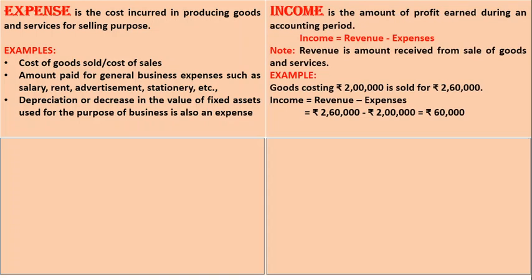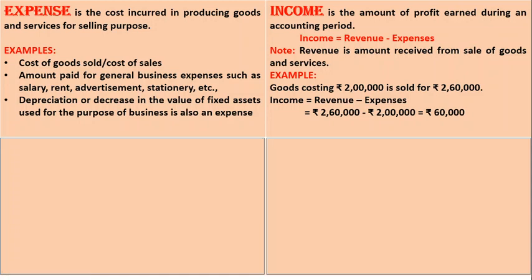Income in general is the difference between the revenue and expenses. So this is the profit which is earned during the accounting period. I've given an example here: goods costing rupees 2 lakh, the cost of goods is 2 lakh, and the sale is 2 lakh 60,000. So income will be the difference of the two. Here, 2 lakh is the cost, that is expenses, and the sale value is your revenue. So revenue minus expenses is your income.